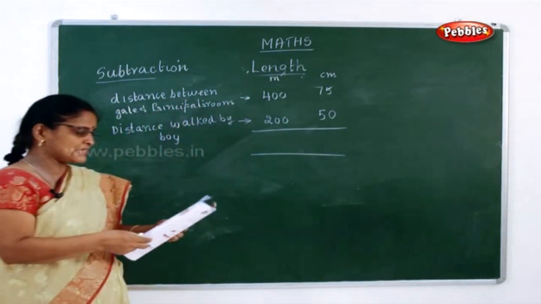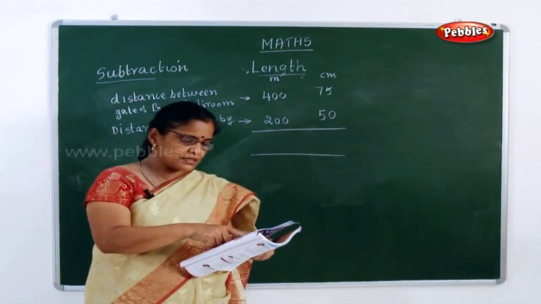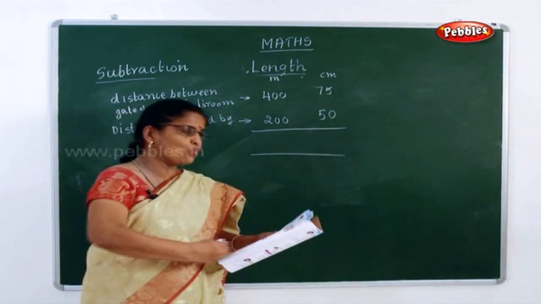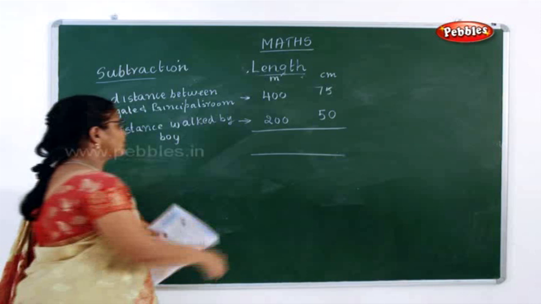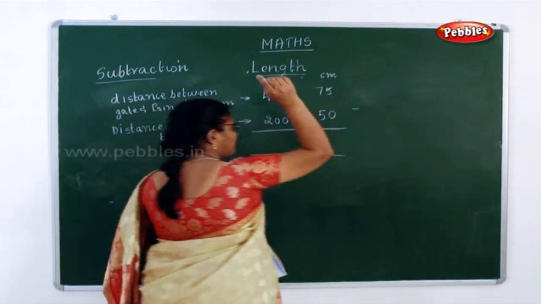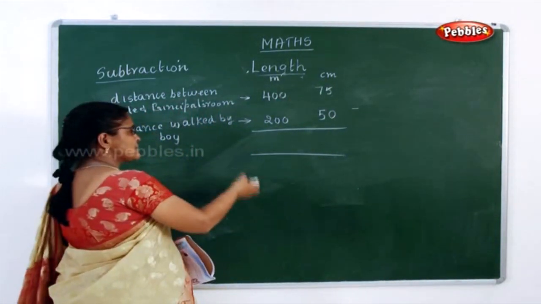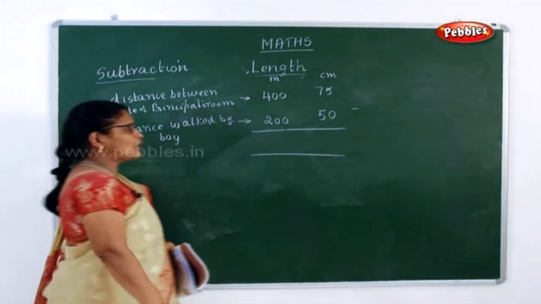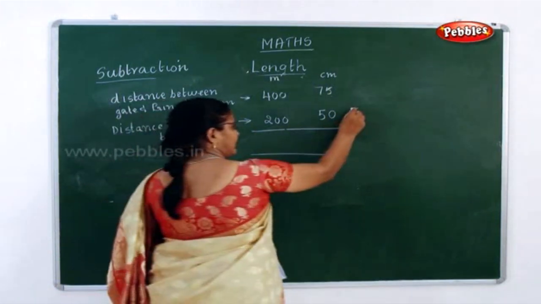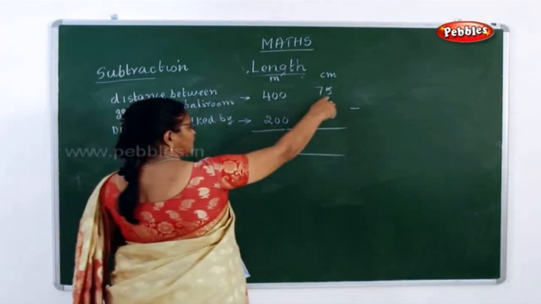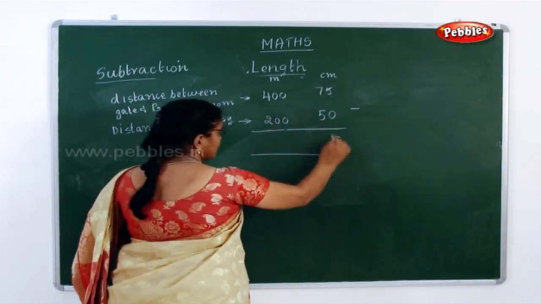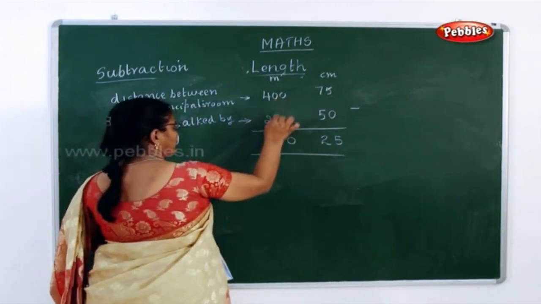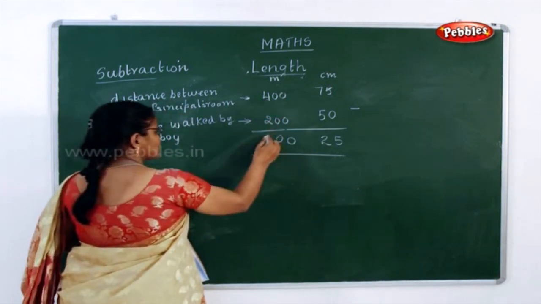So now what you have to do here? Immediately read the next question they have given. What distance does he have to walk further? That means how much he has to walk further? There you have to minus it. Put minus immediately, because he has just covered only 200. Remaining is here. So you will subtract. 5 minus 0 is 5. 7 minus 5 is 2. 0 minus 0 is 0. 0 minus 0 is 0. 4 minus 2 is 2.